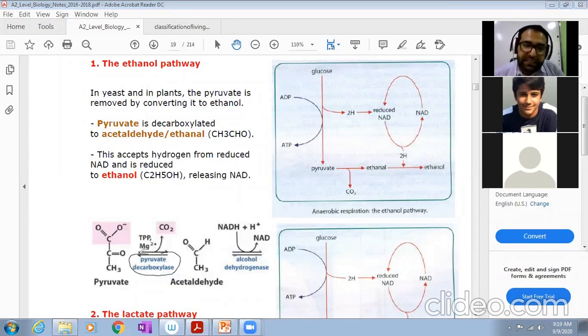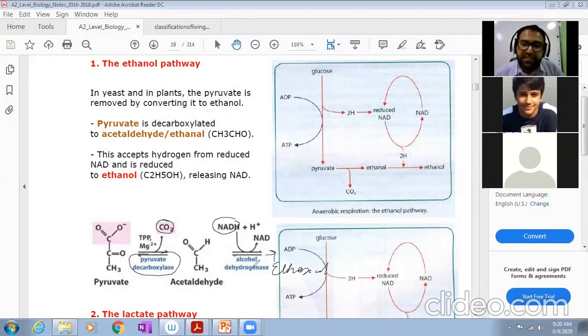And what will this pyruvate decarboxylase do? It removes carbon dioxide from pyruvate, right? So the step that happened here is decarboxylation, and pyruvate will convert into acetaldehyde. And this acetaldehyde will accept electrons from NADH, and NADH will convert into NAD. This step will happen with the help of the enzyme alcohol dehydrogenase, and that acetaldehyde will convert into ethanol, correct?